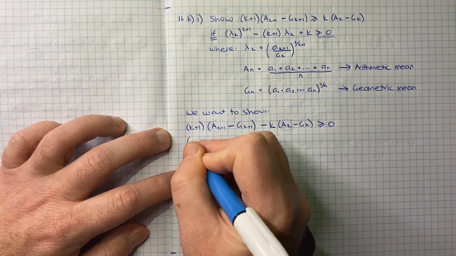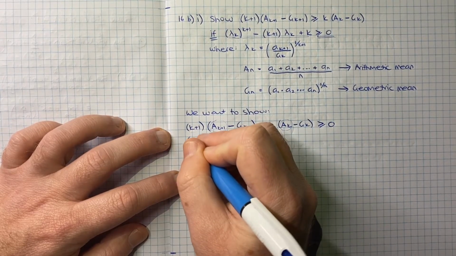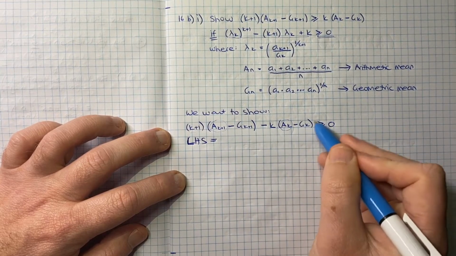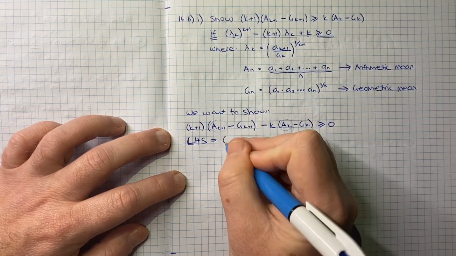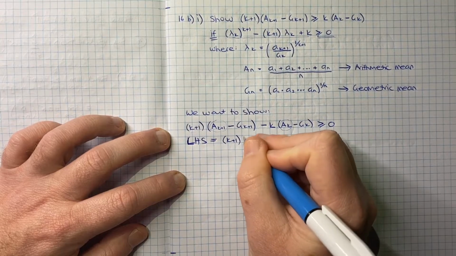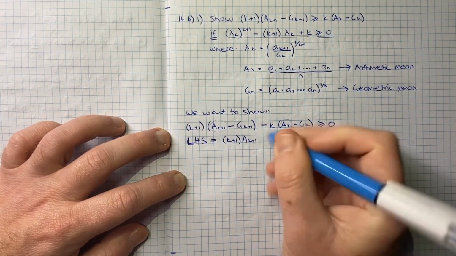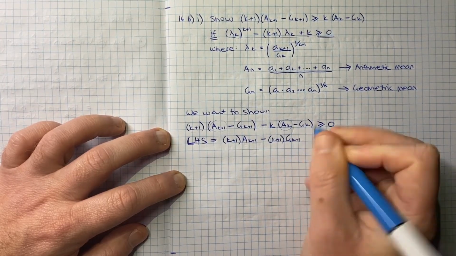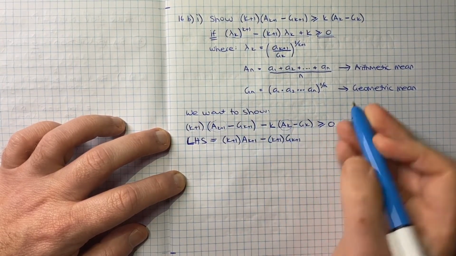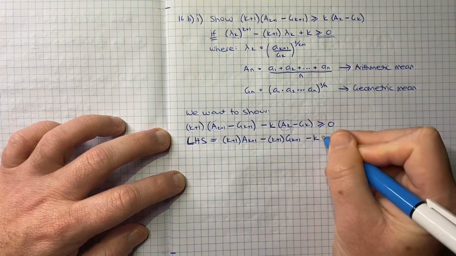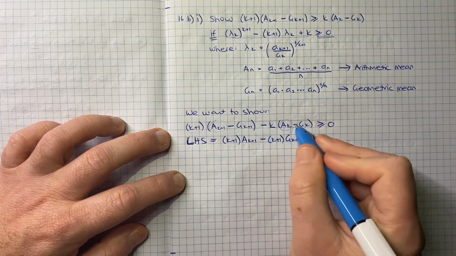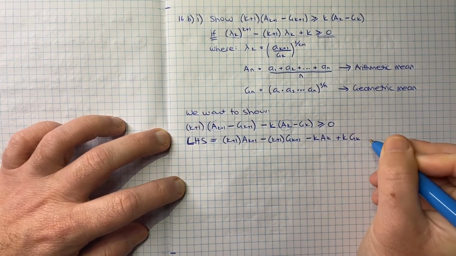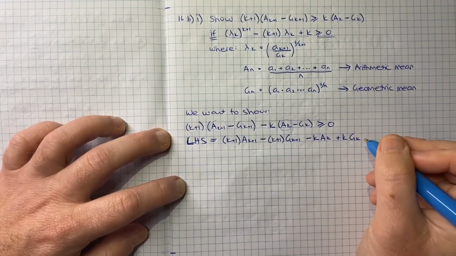So let's just start by saying the left-hand side, we'll just focus on what's the left-hand side and come back to the inequality later, will be equal to k plus 1 times a_{k+1} minus k plus 1 times g_{k+1}. So that's expanding this bracket. Now let's do this one. So minus k a_k, and then minus minus gets us plus k g_k. So hopefully that makes sense how I did that.